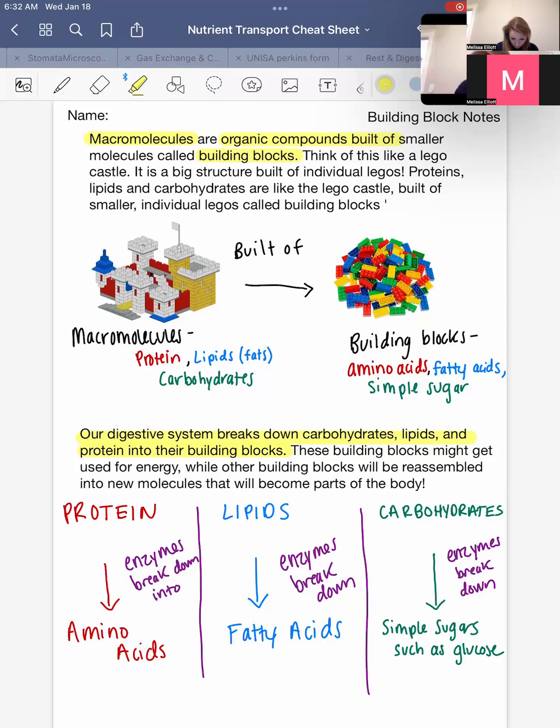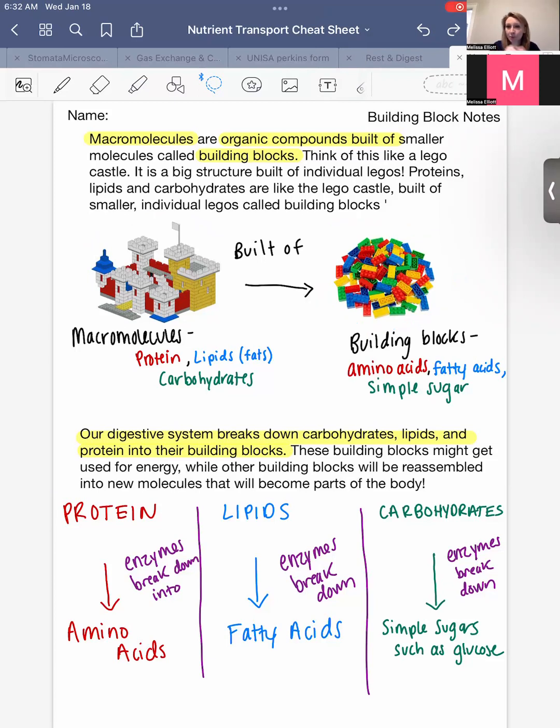So we take protein right here. Sorry, did not mean to highlight that. Okay, we have our protein right here, and enzymes are going to break those down into amino acids right here. Okay, so the building block of protein is amino acids. So if this castle is protein, then these are the amino acids, right?